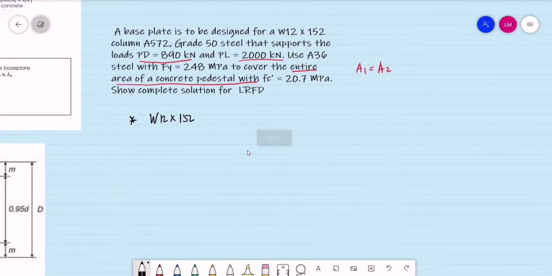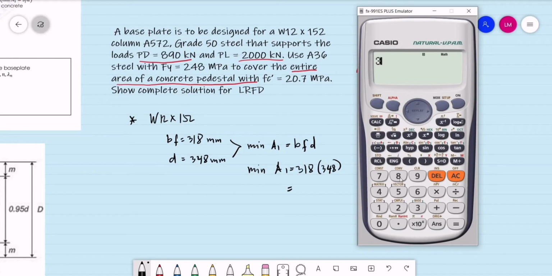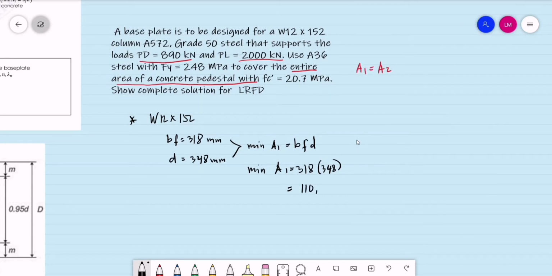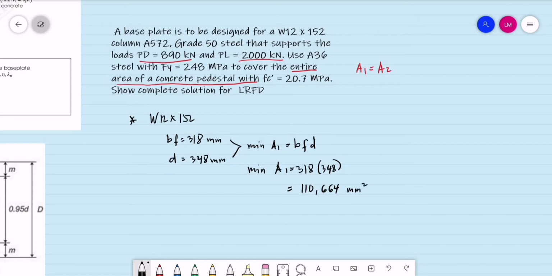Okay, for the W12 by 152, we have the flange width equal to 318 millimeters, and we have its depth equal to 348 mm. So these two values will give our minimum area 1, which is basically the width of the flange multiplied by the depth. So area 1 is equal to 318 multiplied by 348. Again, this is the minimum area 1. Computing for that value, that is 110,664 square millimeters. So this is our minimum area 1.